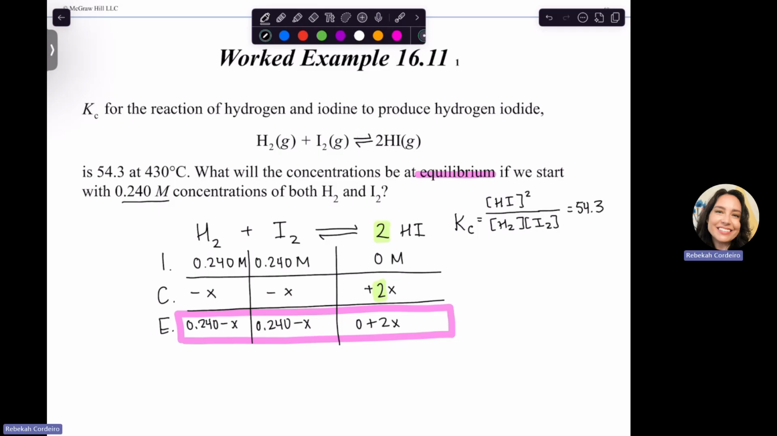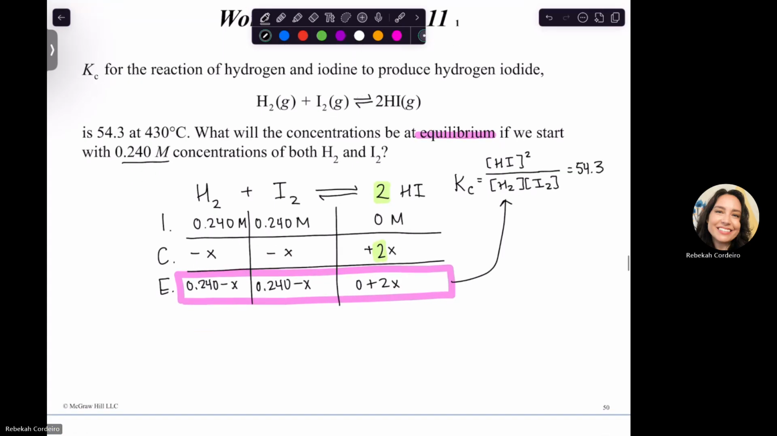And now I have my E. What we have for E gets plugged into our K expression. At any point you want to pause and work it out on your own, go for it. So we know our K is 54.3, and I know my HI is going to be 2x, and it's squared, divided by 0.240 minus x times 0.240 minus x.